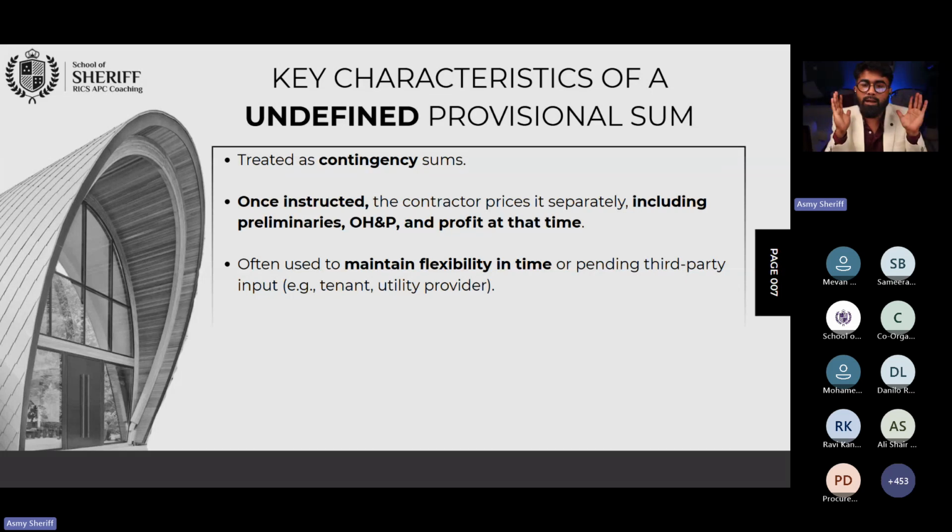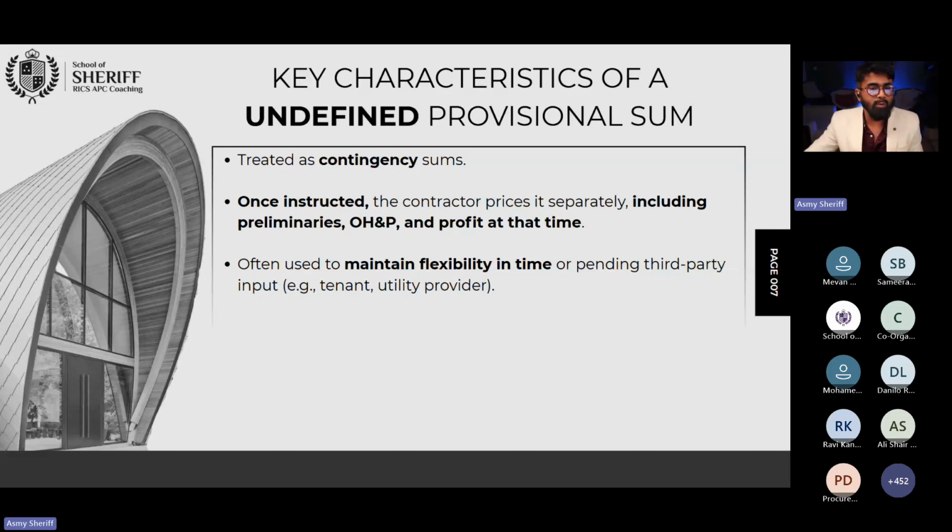He cannot come and tell, oh, the employer, oh, you want me to construct the mock-up? I'm not an expert in constructing a mock-up building. Sorry, he cannot tell that. So the main reason is the employer can maintain the flexibility in time. Whenever he wants, he can instruct it. So these are the characteristics of an undefined provisional sum.